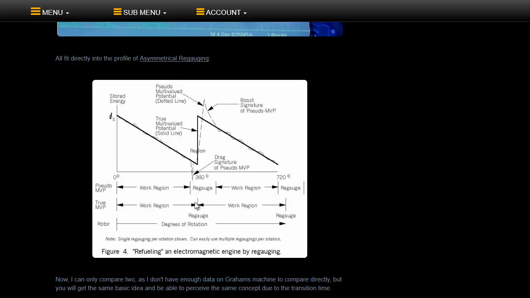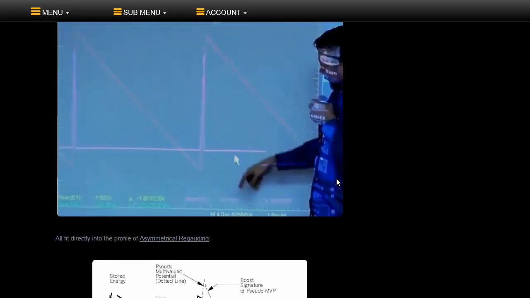Asymmetrical regauging, Tom Bearden's. I would say famous because I look at it probably 100 times a day. Work region, regauge region. So again, you can see there's a huge difference in time. So we might pop a little bit of power into here to get this to happen, and then from there on, it's all let it go and let it do its thing.